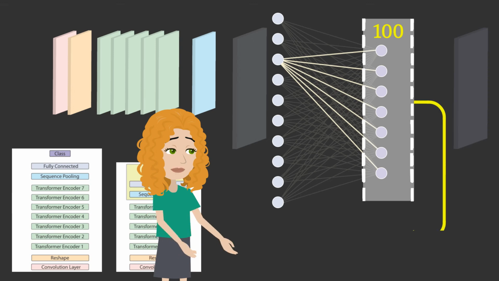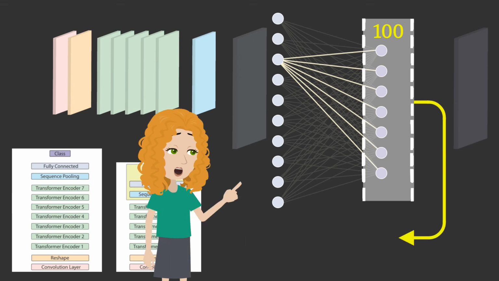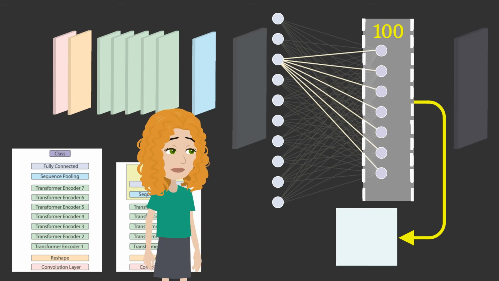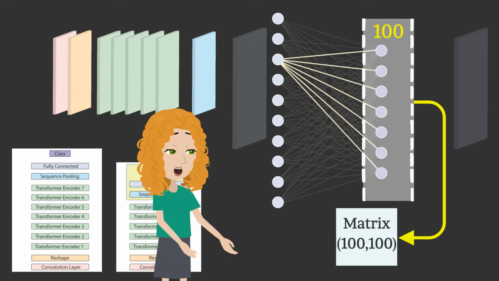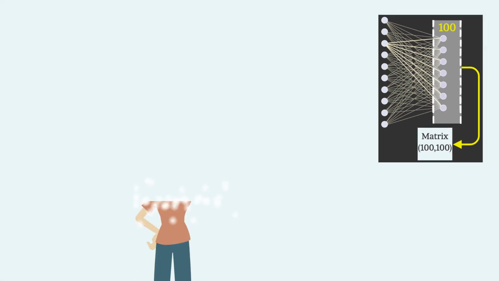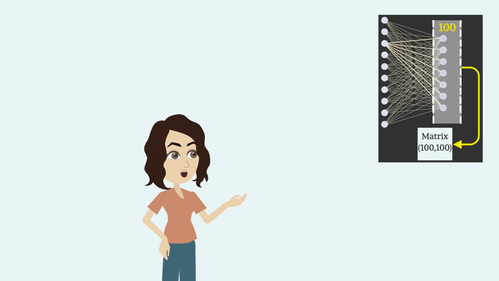For each input label belonging to one of the 100 labels, we accumulate the fields that the input type generates on the 100 output fields. This results in a matrix of shape 100 by 100, which is then normalized by the maximal matrix value. Let's take a deeper look at this matrix.